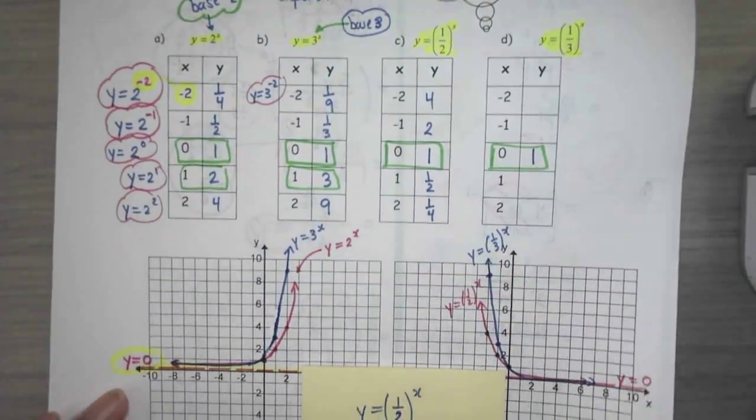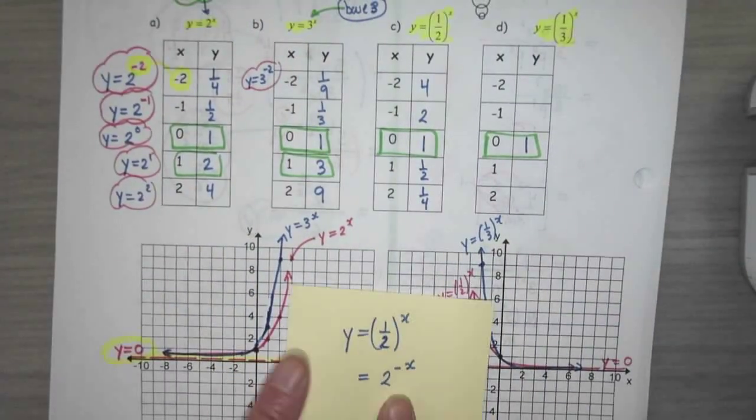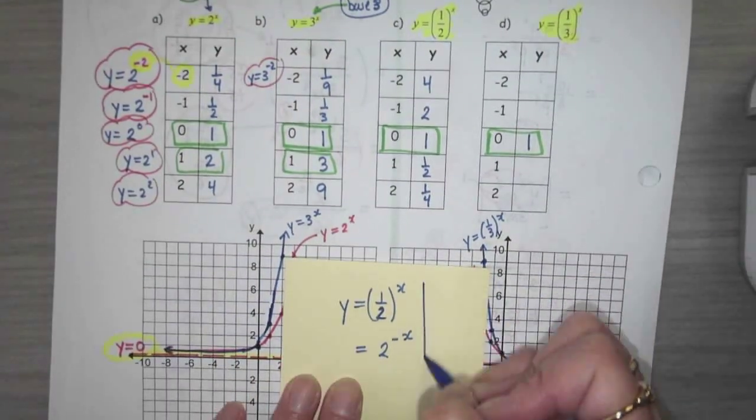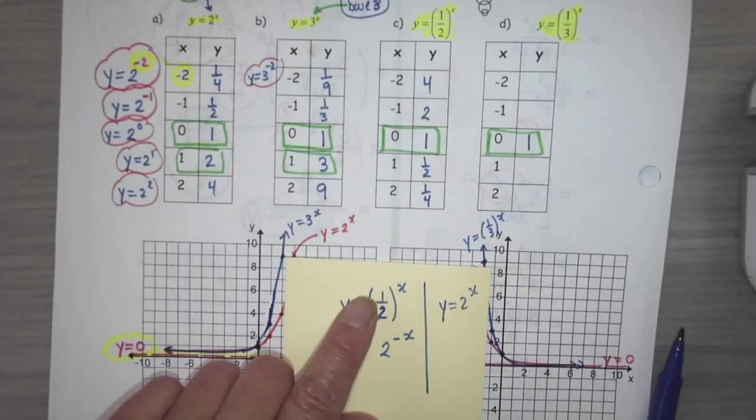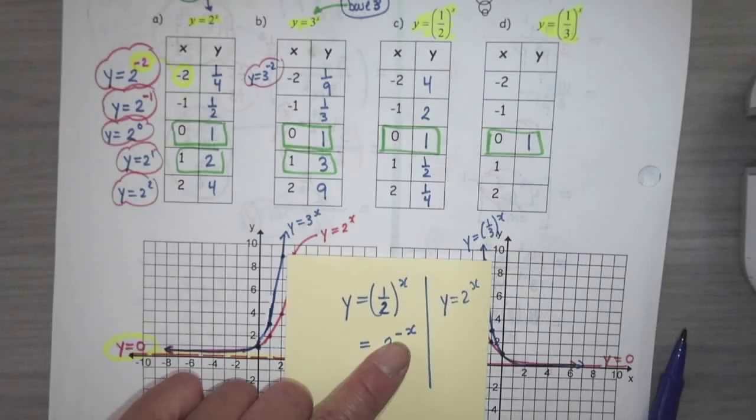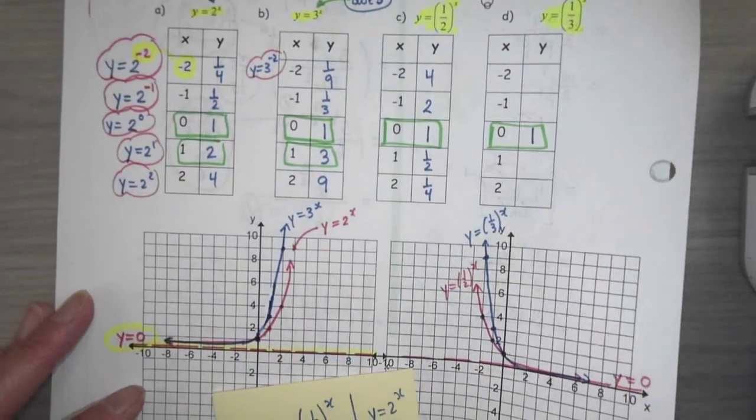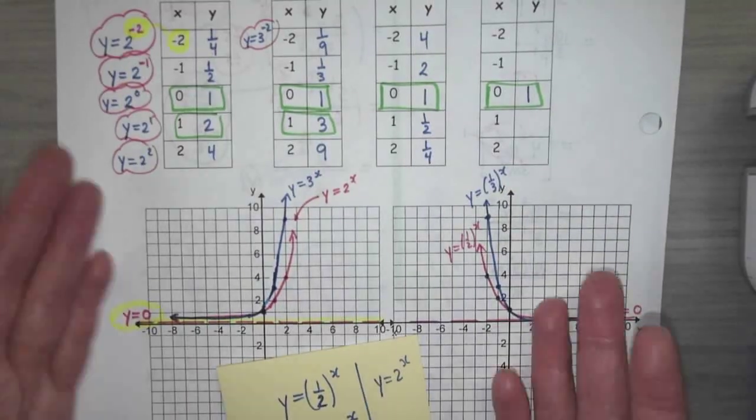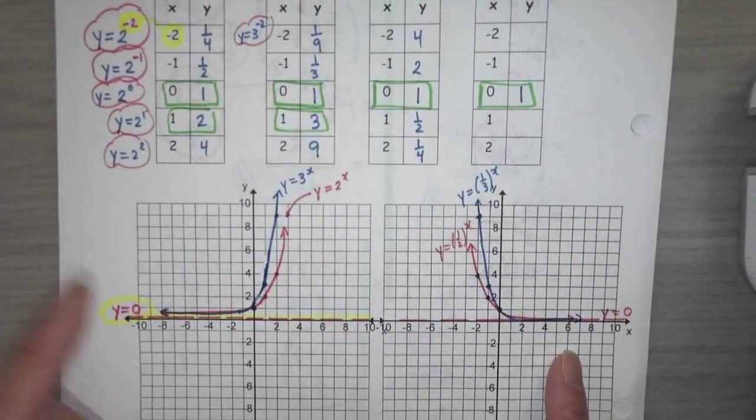So is this horizontally reflected? Look at the red. It's horizontally reflected back and forth. This is a horizontal reflection of y equals 2 to the x. So this 1/2 is actually a negative in the exponent, which makes it a horizontal reflection. Does that make sense? So that's why they'll always be mirrors of each other, horizontal reflections.